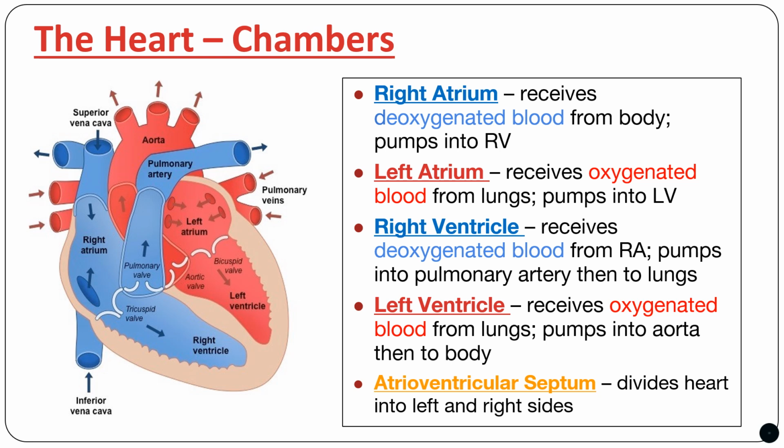At that point, it's going to come back through the pulmonary veins into the left atrium. The left atrium is going to receive the oxygenated blood from the lungs, and then it is going to pump it through the bicuspid valve into the left ventricle. The left ventricle will then pump that oxygenated blood into the aorta, so up here, and then out to the body. So when the left ventricle is sending it up through the aorta, it's going through this aortic valve right here and then out.